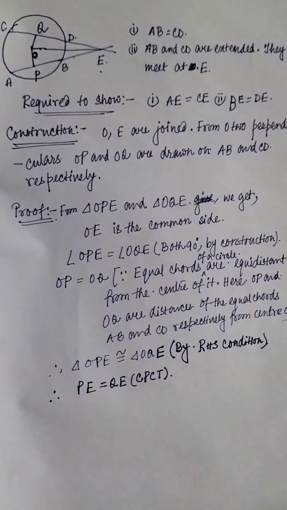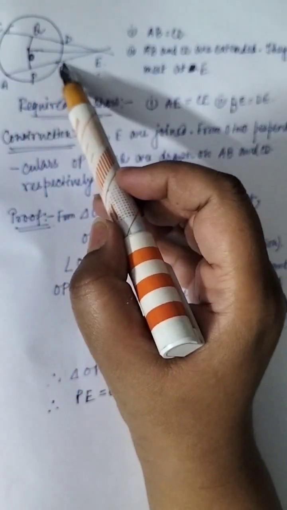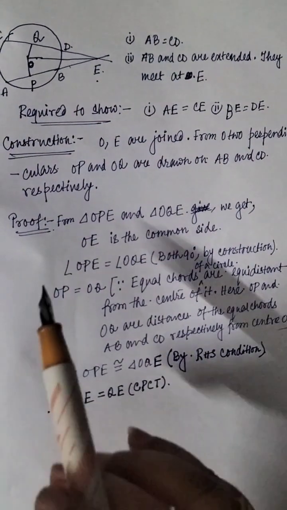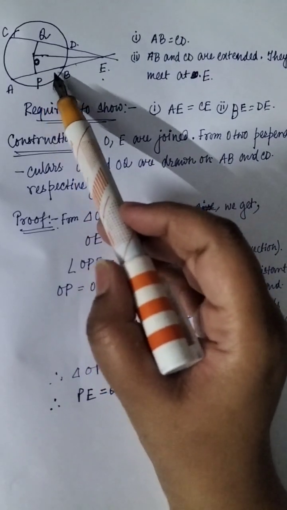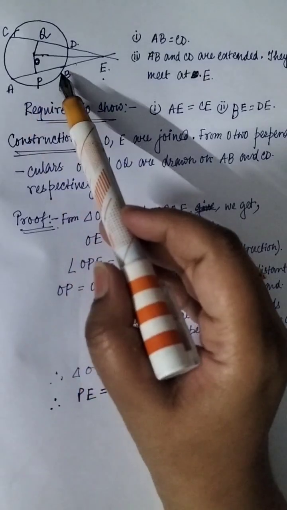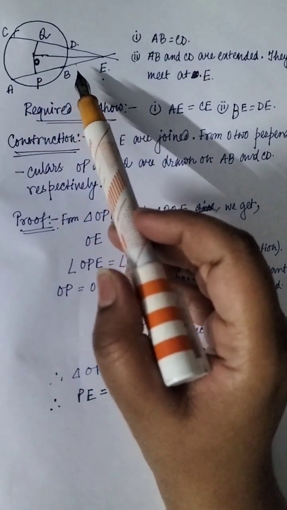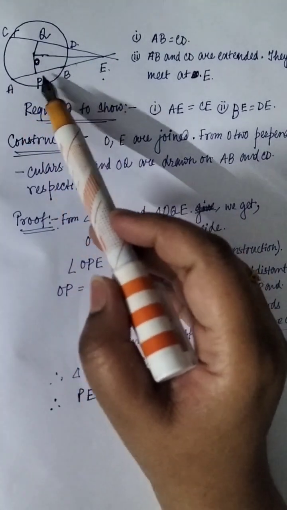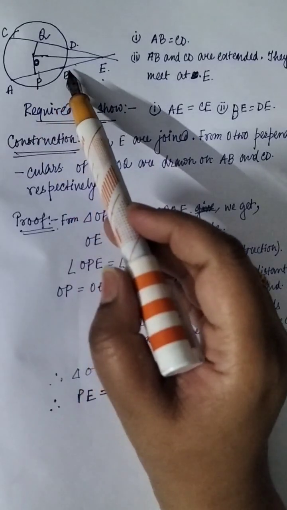Okay. Now, look students. This OP is the perpendicular on the chord AB, right? So obviously, this perpendicular will bisect the chord. This is also a very important and useful property of circle, that if we draw a perpendicular from the center to a chord, then it always bisects the chord. So OP bisects the chord AB.